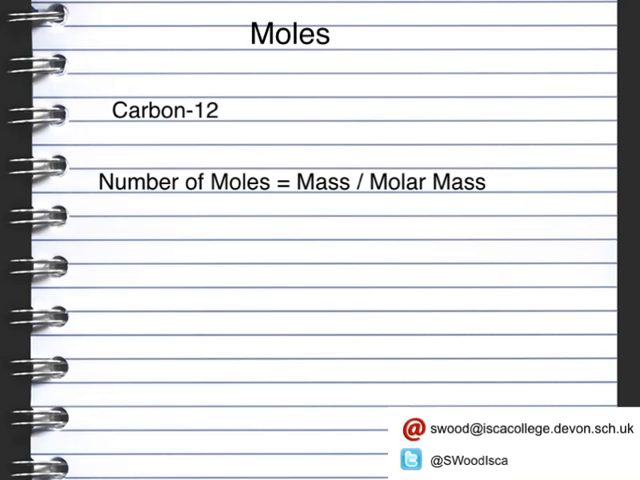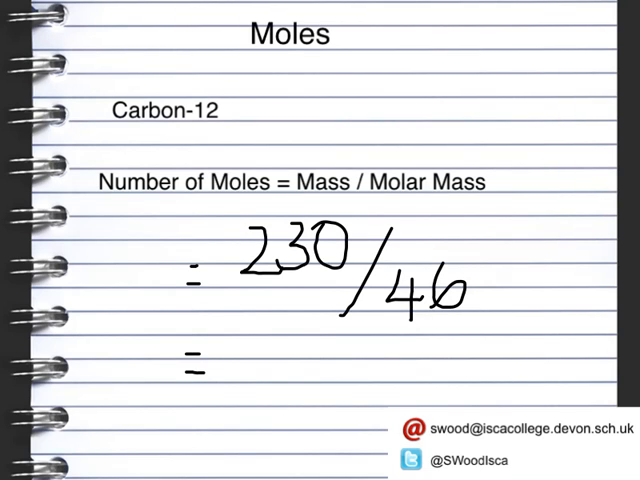If we have a look at another example, if we had 230 grams of ethanol, which has a molecular mass of 46, then 230 divided by 46 would equal 5 moles. Don't forget, you need to be able to rearrange this equation to work out either the mass or the number of moles. It's rare that you'll be asked to work out the molecular mass.